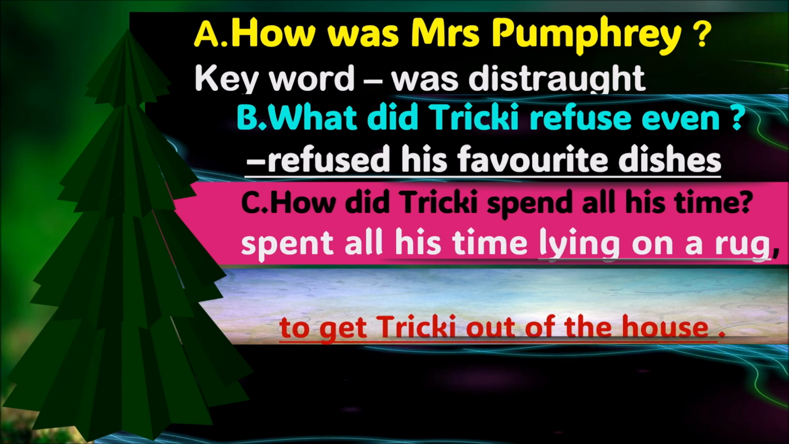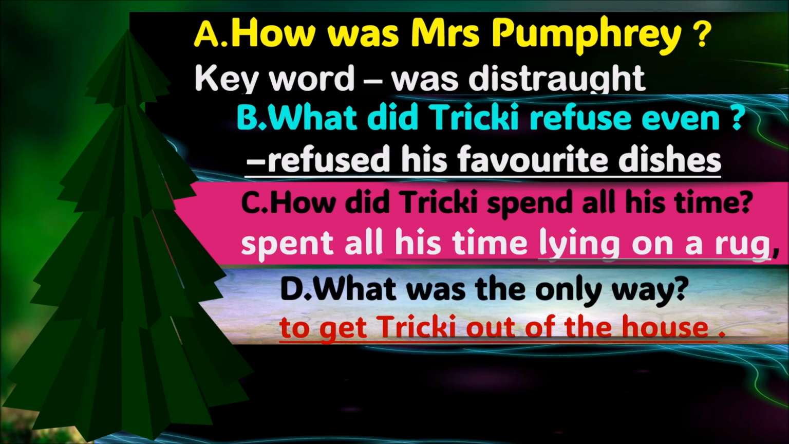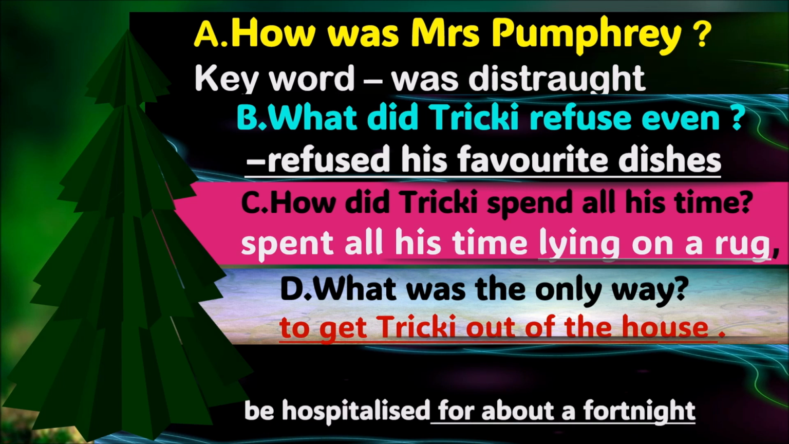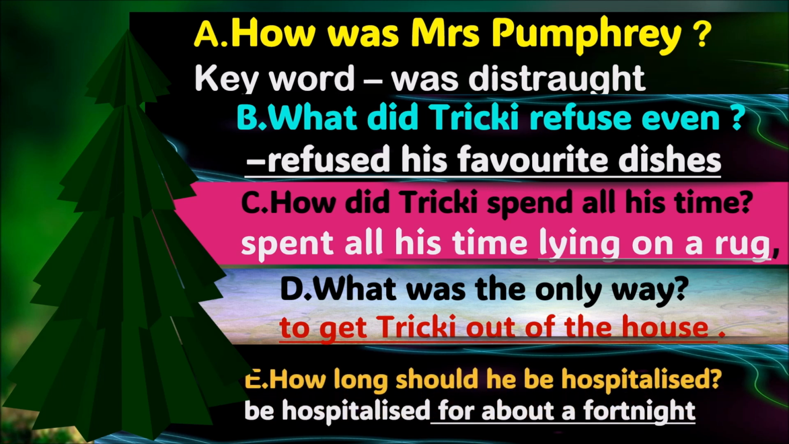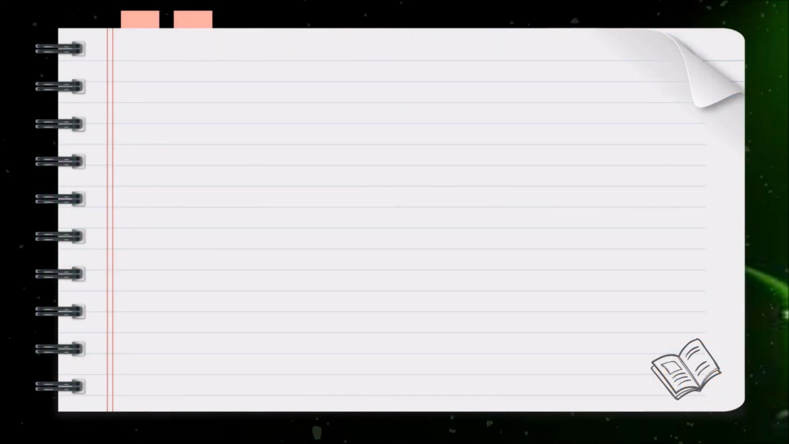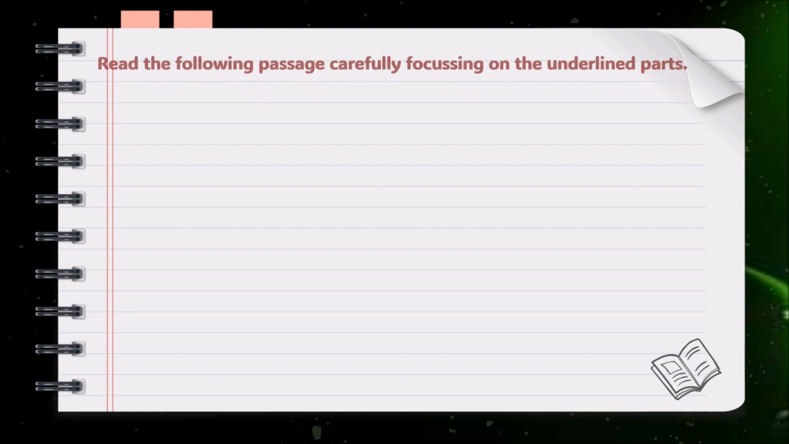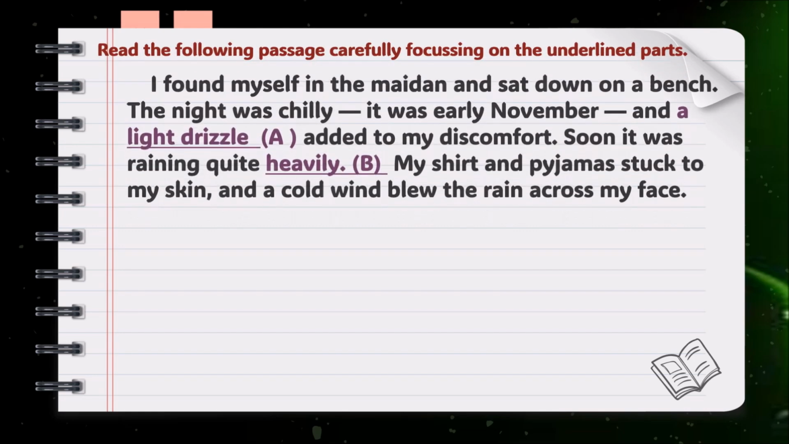Okay. The next one would be to get Tricky out of the house. What was the only way? Now the next one is be hospitalized for about. So it's again a time. So you have to ask the question with how long: how long should he be hospitalized? So hope you understood. Now let's look at another question from the second lesson.